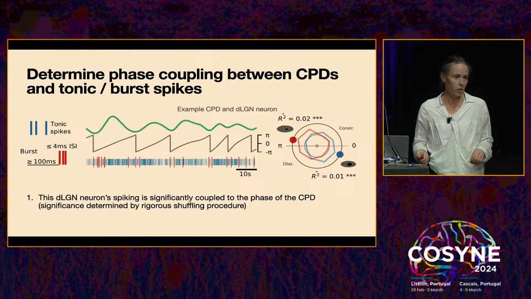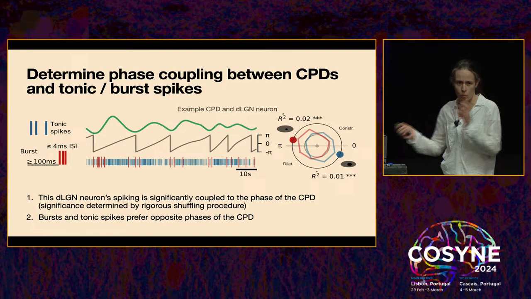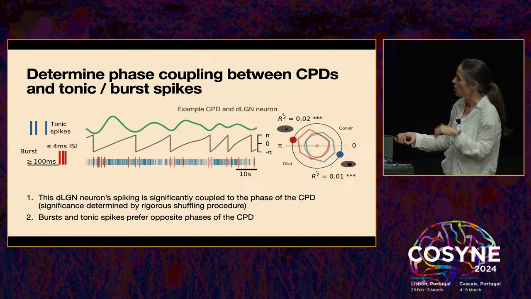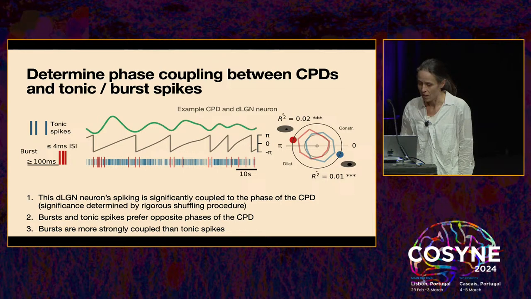The second interesting aspect of these phase tuning curves is that the bursts and the tonic spikes seem to prefer opposite phases of this component of pupil dynamics. So the burst spikes seem to happen when the component is in a decaying phase or close to the trough, like you can see here, versus the tonic spikes seem to happen when this component is in the dilating phase. And finally, the bursts seem to be more strongly coupled than the tonic spikes.